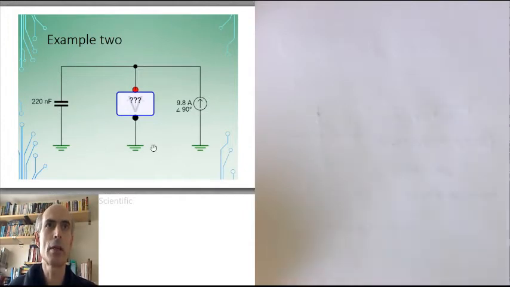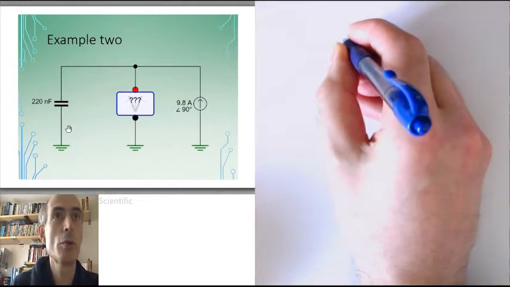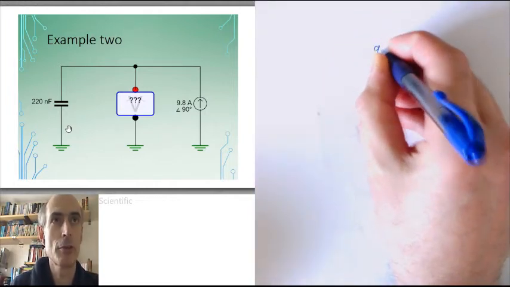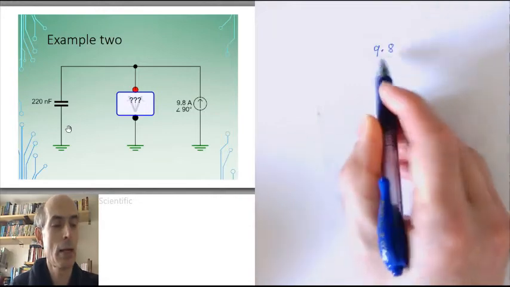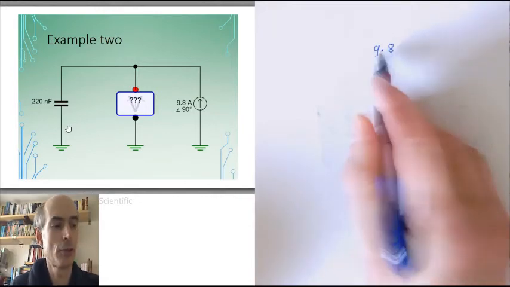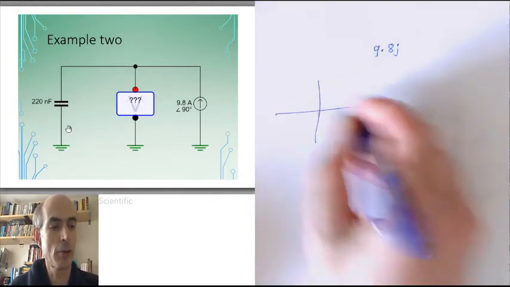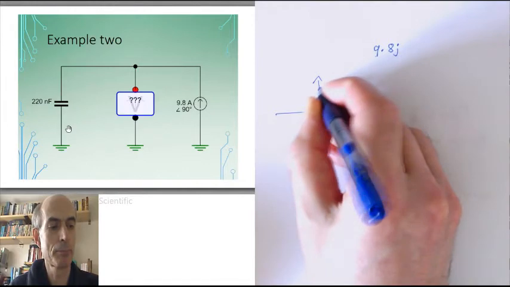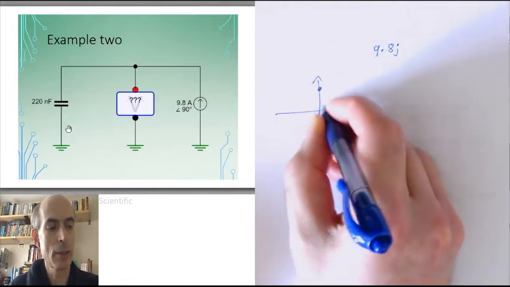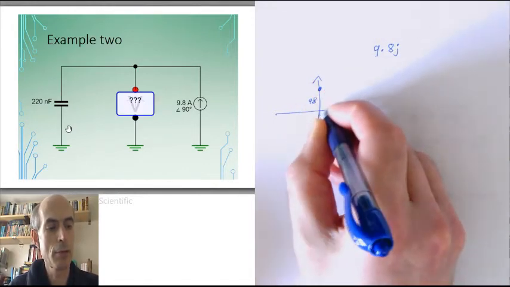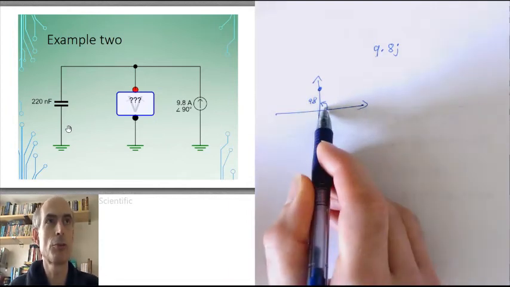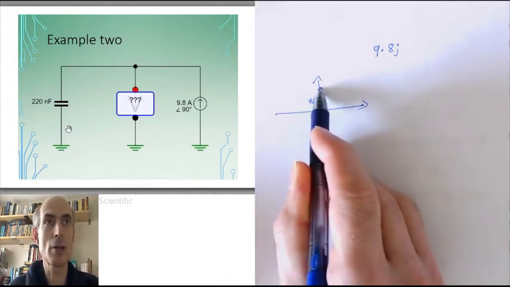Here we're given the current flowing through this capacitor and asked to work out the voltage across it. So, very similar problem to the last one. We know the current, phasor representation 9.8. This time it's at a positive angle of 90 degrees, so I could just write that as 9.8j, since on an Argand diagram it would be up here. 9.8, that's the distance from the origin, phase angle 90 degrees puts it up there at 9.8j.